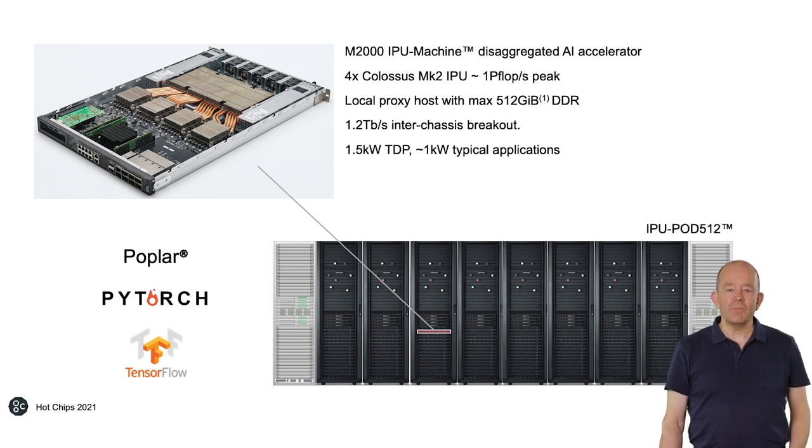The TDP of M2000 is 1.5 kilowatts. Typical applications use around 1 kilowatt. For example, ResNet 50 inference needs about 850 watts, and BERT large training needs just over 1 kilowatt. I shan't talk much about our software stack today, but IPU machines are usually programmed like GPU machines in PyTorch or TensorFlow. We also have an ONNX interface and our own native graph framework called Poplar.